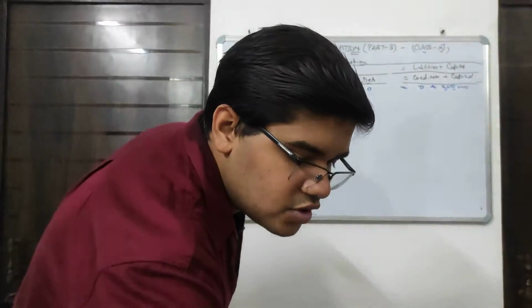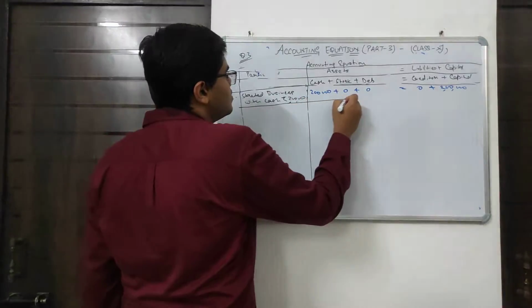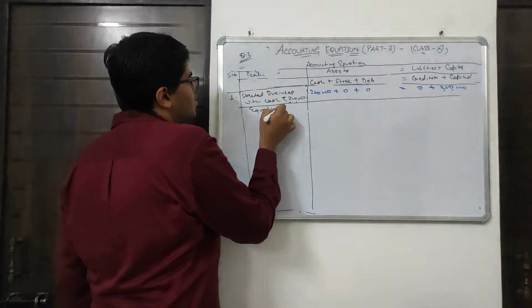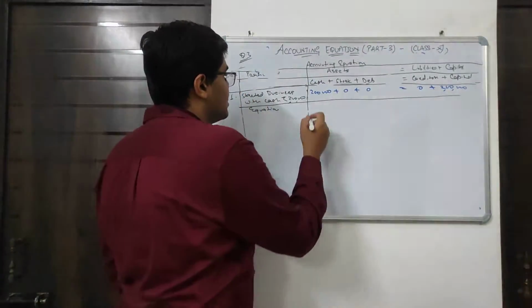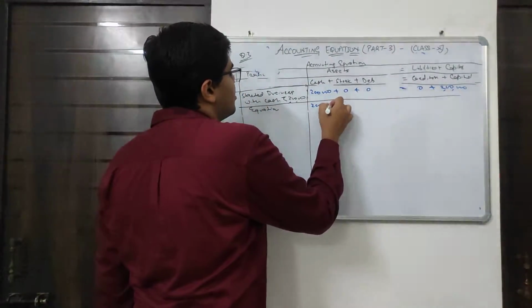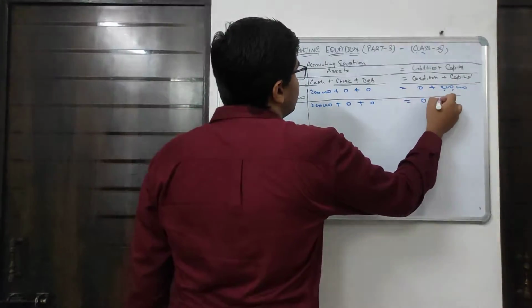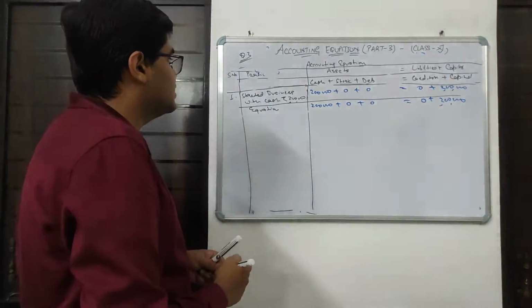Now moving on to our next transaction, the equation. Now you have to write here cash 2 lakh to frame an equation. No change in stock, no change in debtor, 0 plus 2 lakh. Now moving on to the second transaction.